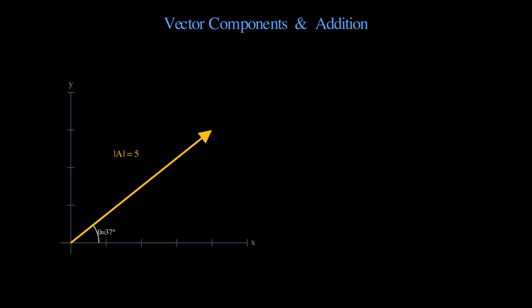Imagine a vector A in a coordinate plane. Its magnitude is A and it makes an angle theta with the positive x-axis. We decompose it into 2 components. The x component, A times cosine theta. The y component, A times sine theta.